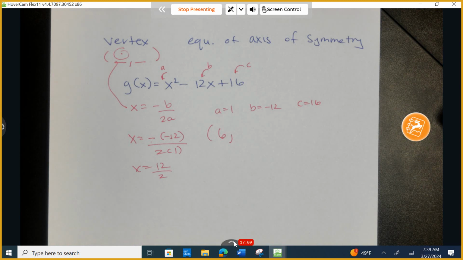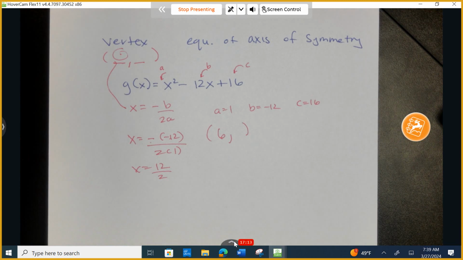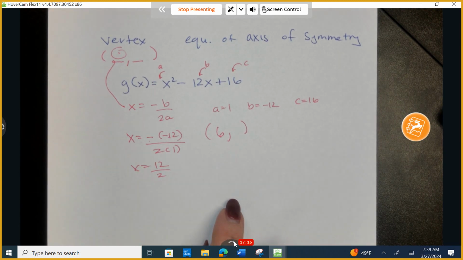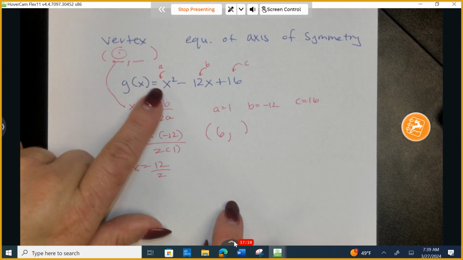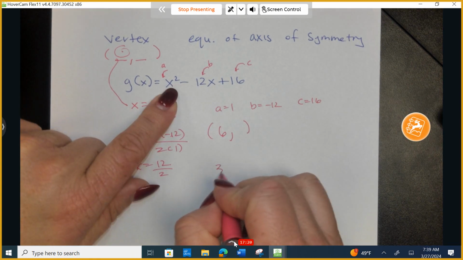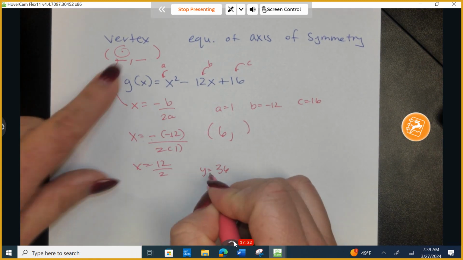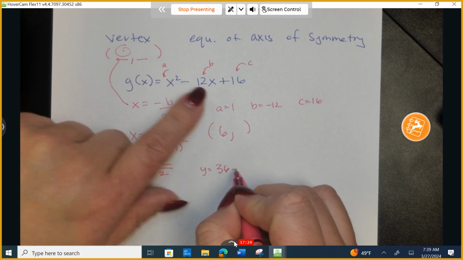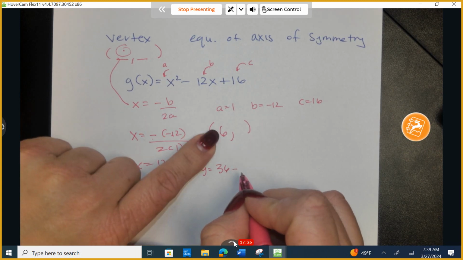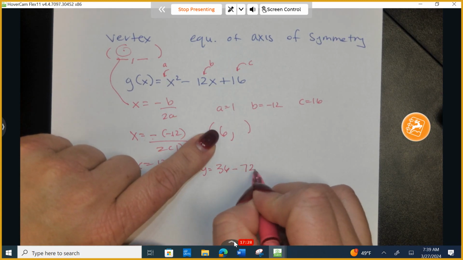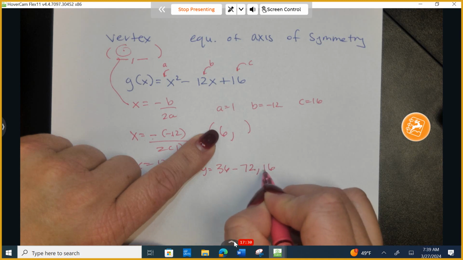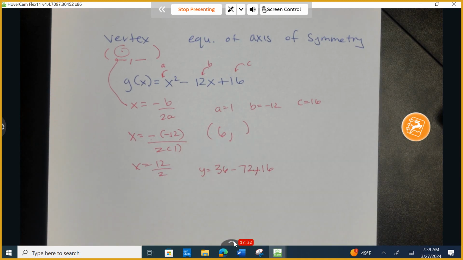The vertex needs an x, and don't forget it also needs a corresponding y value. Well, how do you find the y value? We're not using a calculator through any part of this. I'm going to take this and plug it back in. 6 squared is 36. I'm trying to figure out this y, or the g of x value. 12 times 6, let's see here, is 72, right? Is that what you said? Thank you. Oh, and this is a plus sign, not a comma.